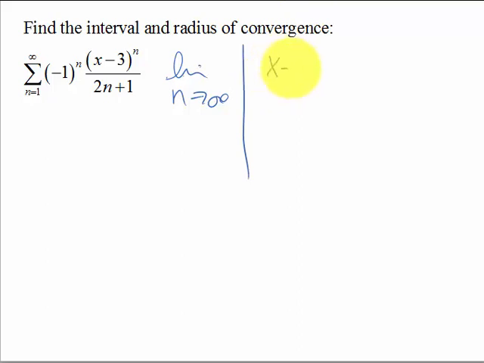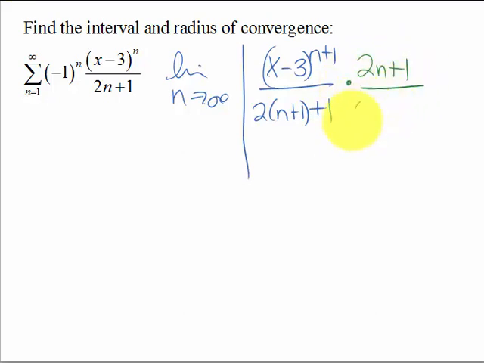So we're going to have (x minus 3) to the n plus 1 over 2 to the n plus 1 plus 1, and then we're going to divide that by the nth term so we can multiply by the reciprocal, which is 2n plus 1 over (x minus 3) to the n, and we need this to be less than 1 for convergence. So you can do to simplify, (x minus 3) to the n plus 1 is (x minus 3) to the n times (x minus 3) to the 1, so we can get rid of the n part with this one.